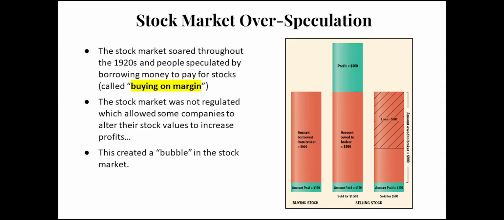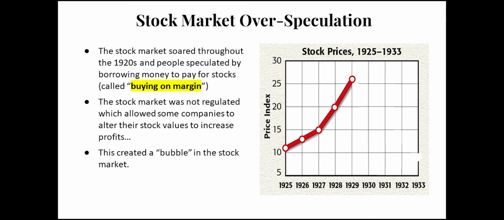So there are more. A lot of people think about the Great Depression and they think the stock market crash of 1929. That's what caused it, but it wasn't. That was like the last straw. But all these other conditions built up to it. So speaking of the stock market, over speculation and buying on margin were a major cause.